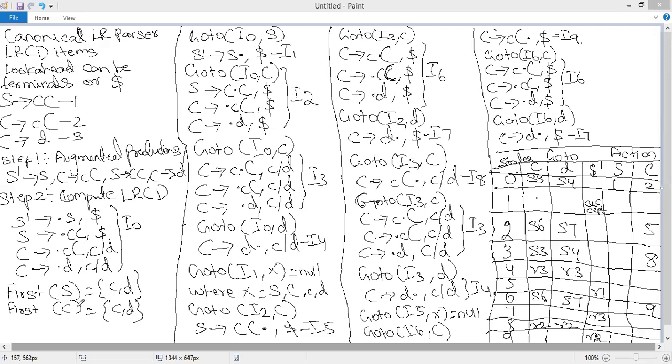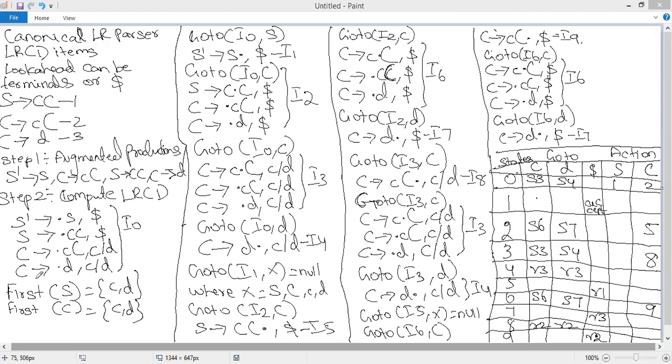What is the first position of the non-terminal C? If any symbol is present after this dot, you have to identify the first position of your left hand side non-terminal. So now your left hand side non-terminal is C, so you have to identify the first of C. First of C equals C comma D, that will be mentioned as the look ahead symbol.